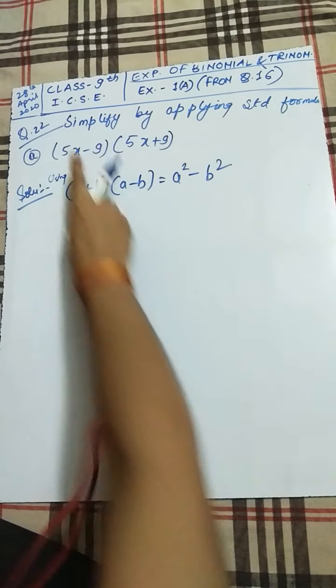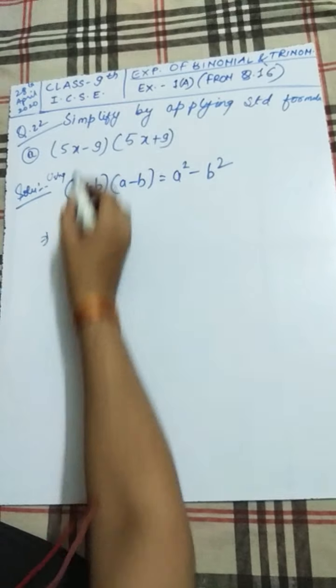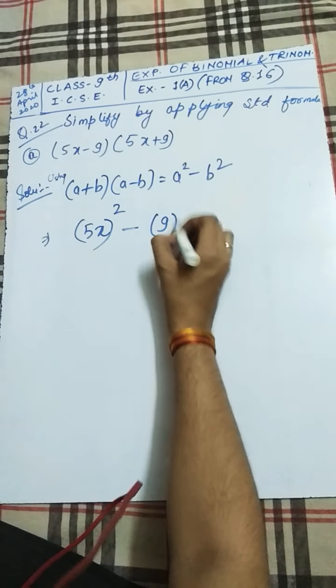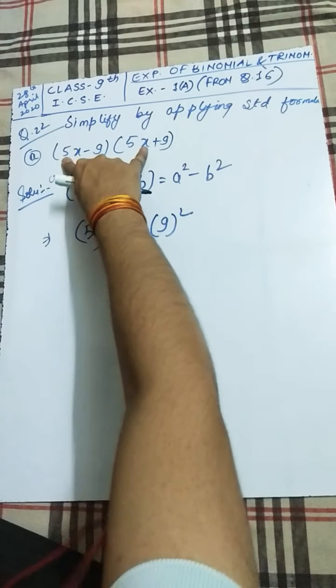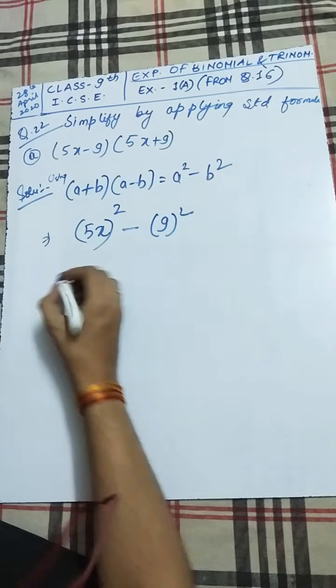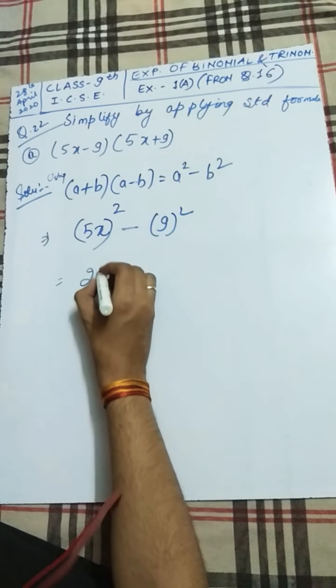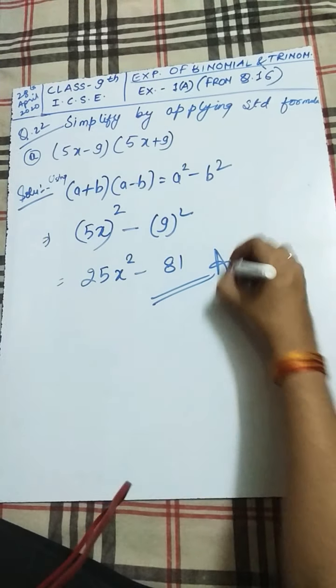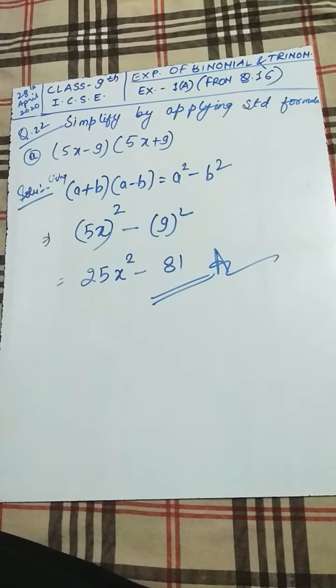So here a is what? See, identity is a square minus b square, because a is 5x and b is 9. (5x) whole square will give you 25x square and 9 square will give you 81. That's it. This is only the answer.